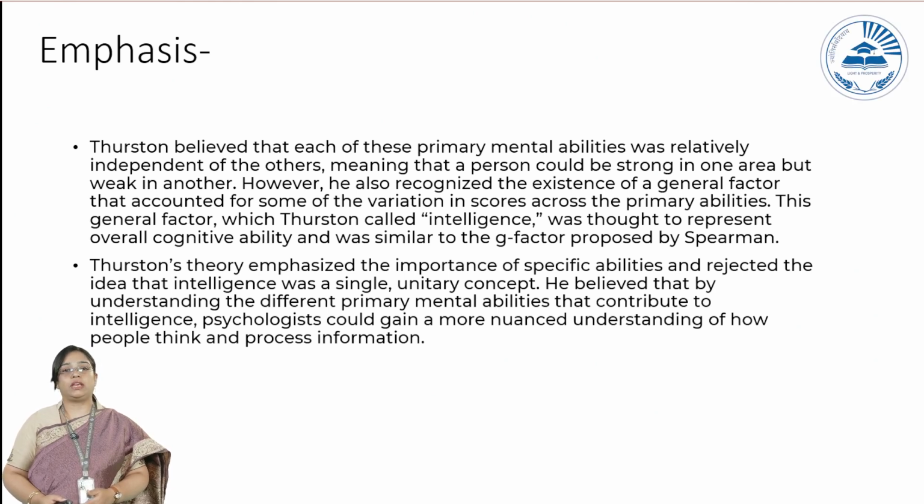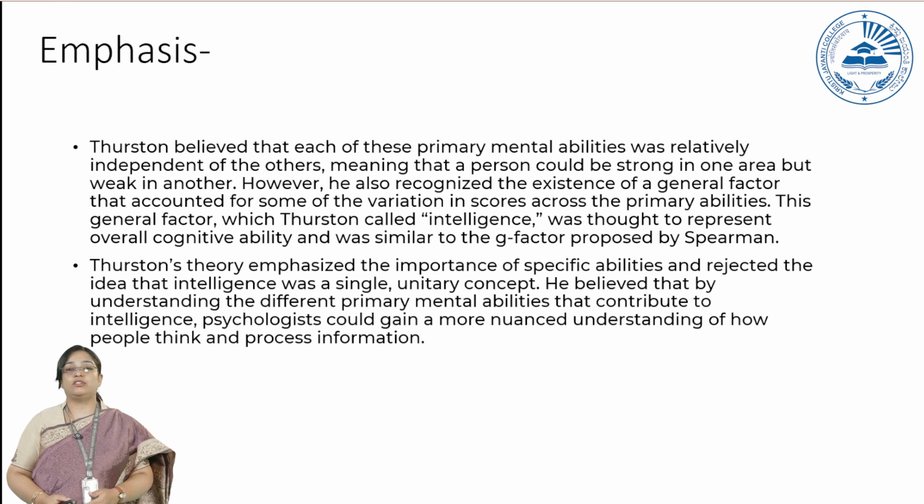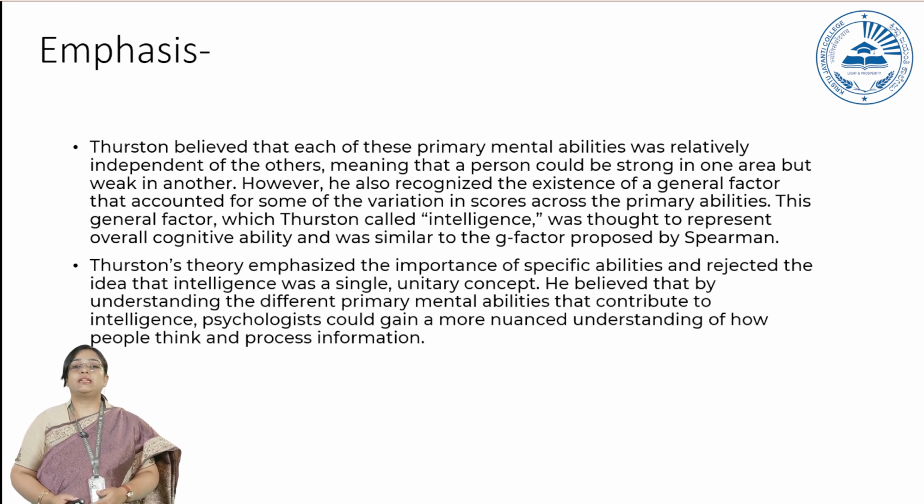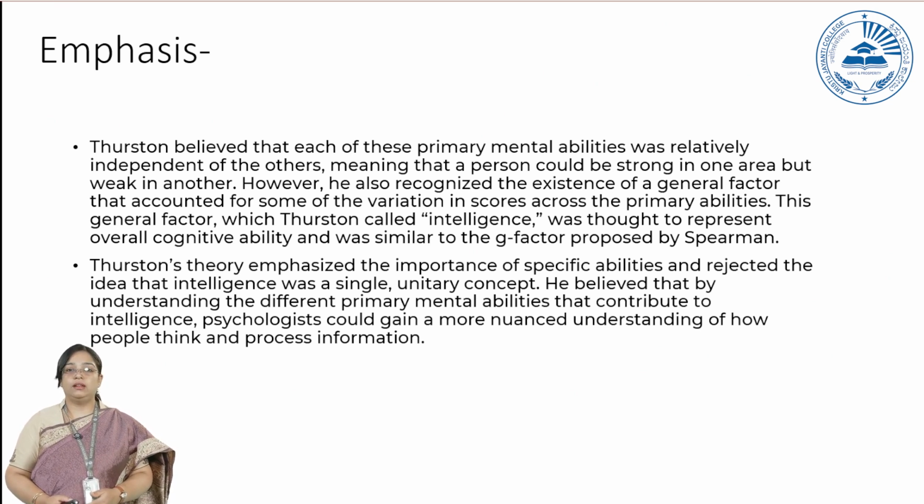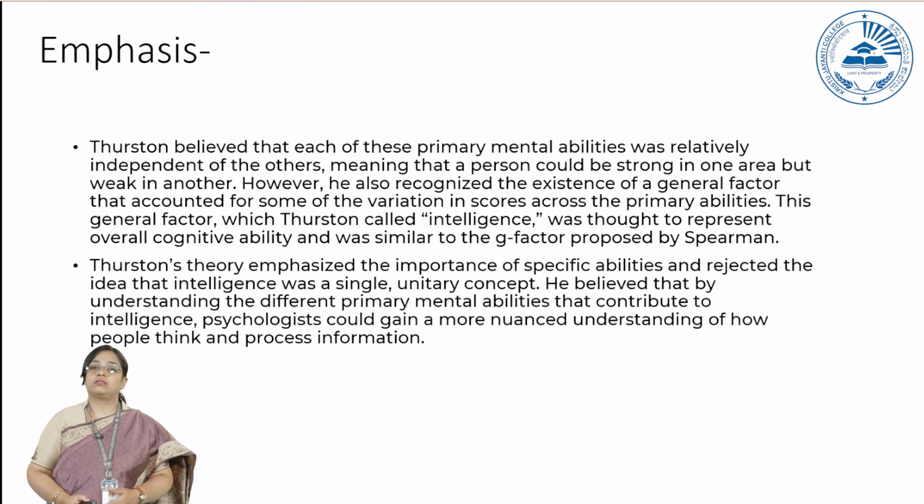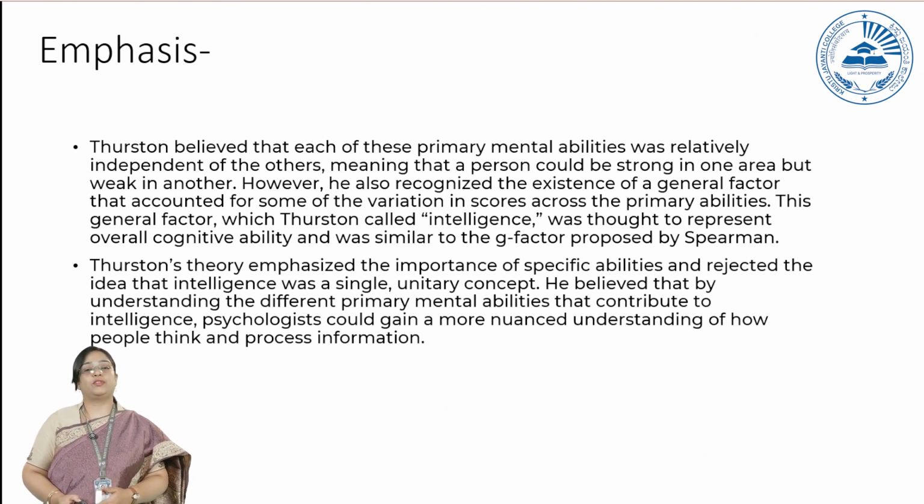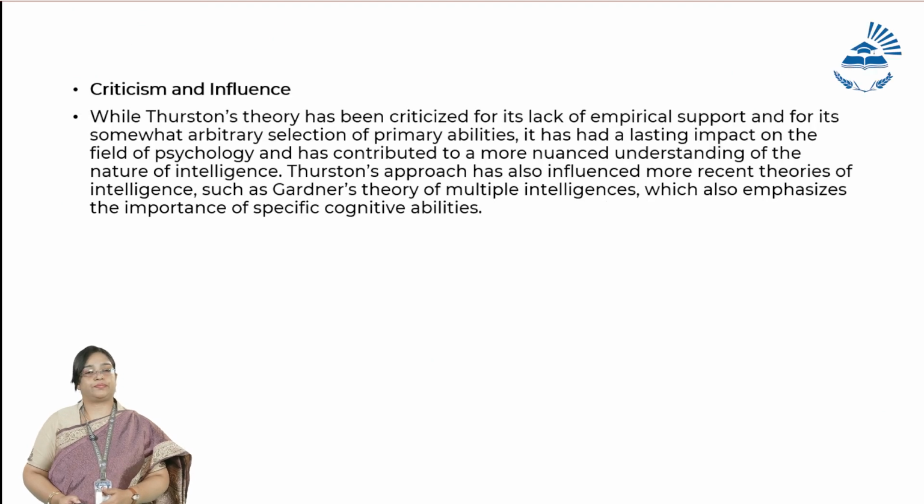Thurstone's theory emphasized the importance of specific abilities and rejected the idea that intelligence was a single, unitary concept. He believed that by understanding the primary mental abilities that contribute to intelligence, psychologists could gain a more nuanced understanding of how people think and process information.